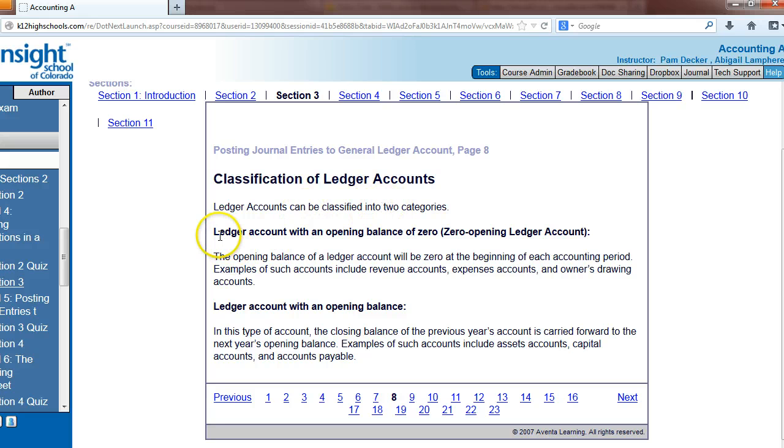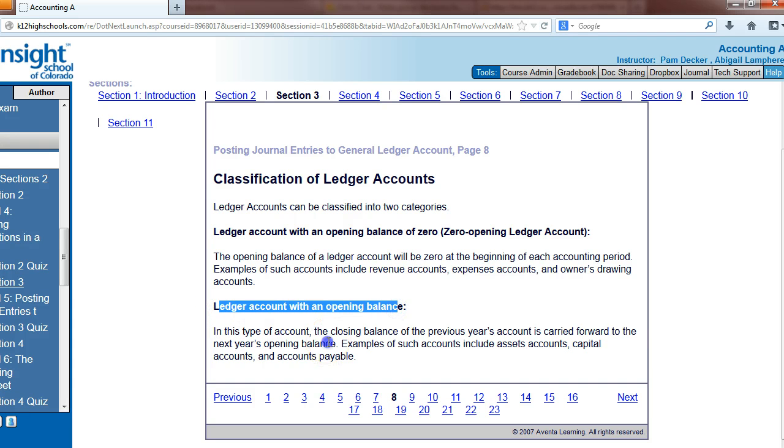Okay, some classifications of ledger accounts. It can be into 2 categories. Basically, we've talked about temporary accounts and permanent accounts before. So a ledger account with an opening balance of 0. The opening balance of a ledger account will be 0 at the beginning of each accounting period. So we talked about how temporary accounts get closed at the end of each accounting year, and so those accounts will then start with an opening balance of 0. We talked that revenue, expenses, and withdraws are all temporary accounts that get switched over to the owner's equity. So those revenue, expenses, and withdraws will start with a 0 balance at the beginning of the year.